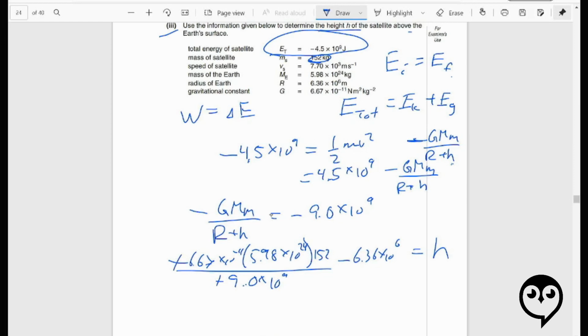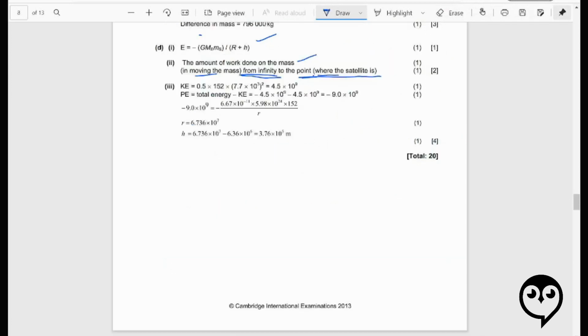We had negative total energy. And when we plug this all in, 3.76 times 10 to the power of 5 meters. So that's 376 kilometers, yeah? Right, and that's the answer for the calculation. And so they've done it that way as well. They've done the energy, and they subtracted it.